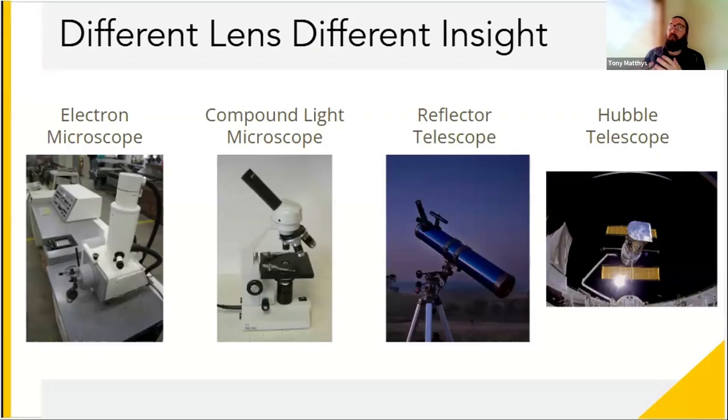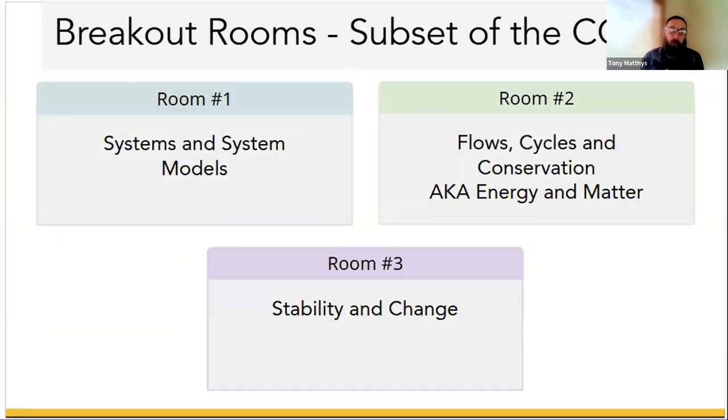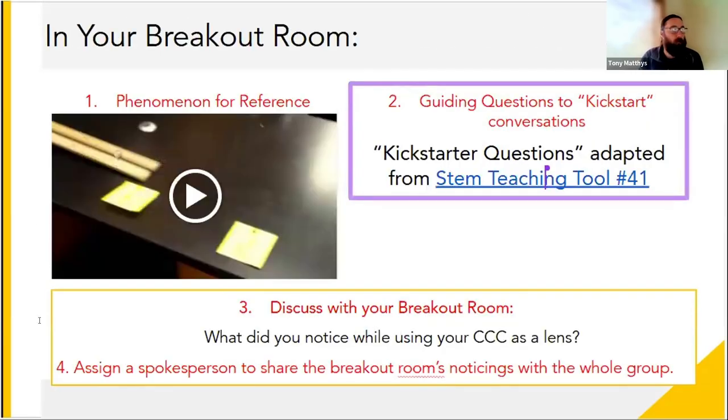And different questions lend themselves to different CCCs, and using a different CCC can give you different insights on similar phenomena. So, just like some questions really lend themselves to investigation with Hubble, whereas others are more compound light microscope. Same for CCCs. And so we're going to try this out a little bit in some breakout rooms. We're going to go into 3 breakout rooms. Each breakout room will have a different CCC, and we're all going to look at the same phenomena.